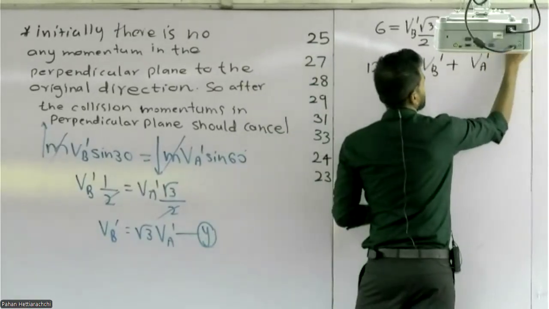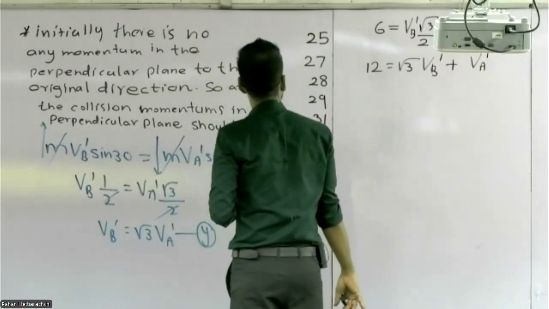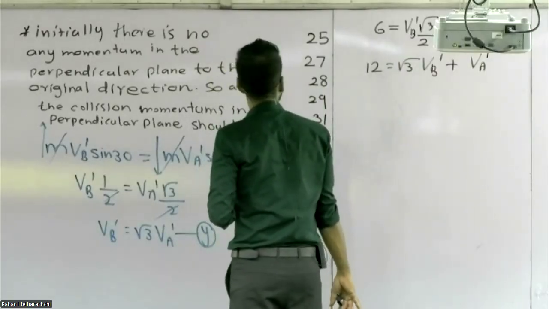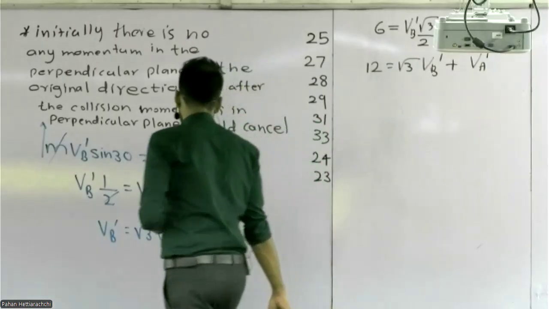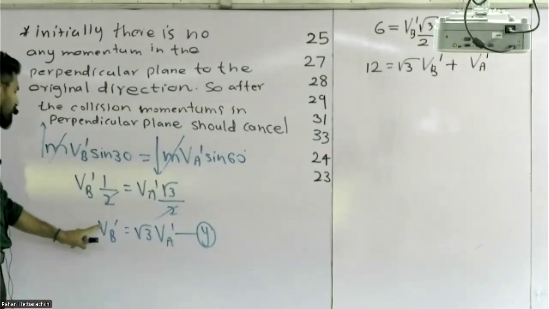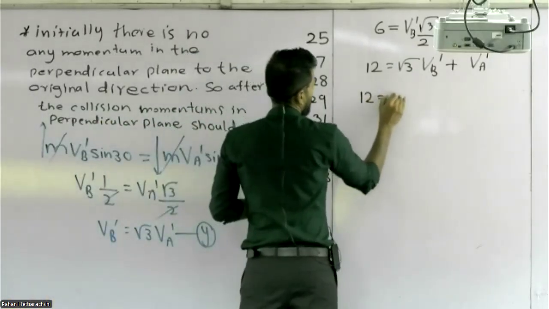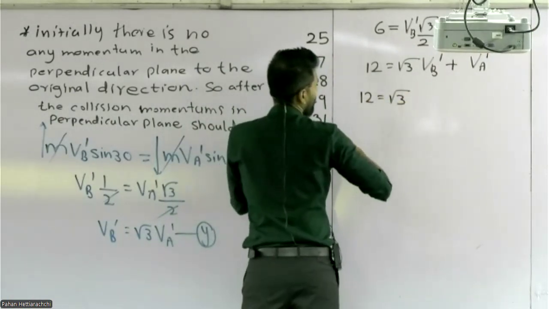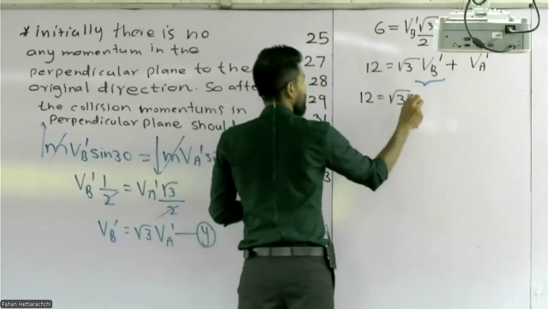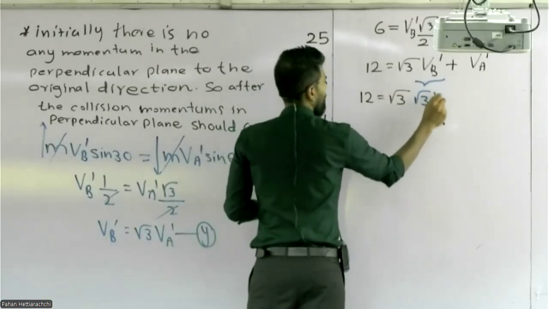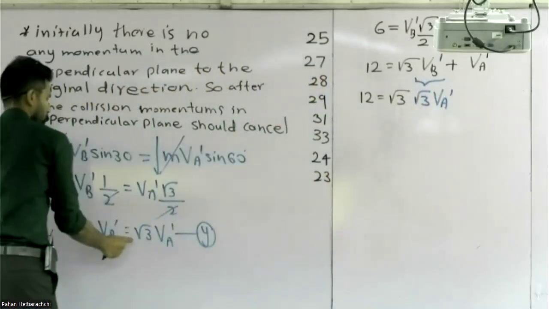From equation X, I multiplied all the terms by 2. 12 is equal to root 3 VB dash plus VA dash. And from equation Y, I know VB dash is equal to root 3 VA dash.